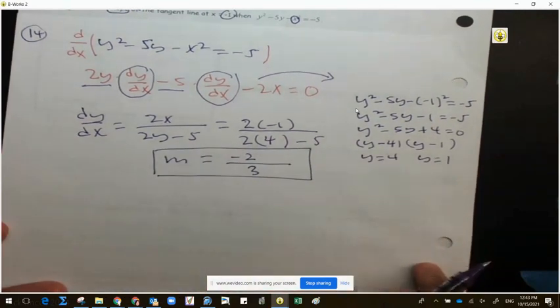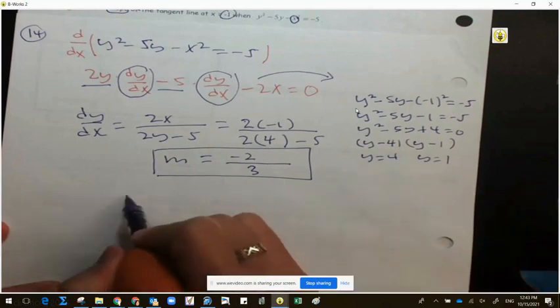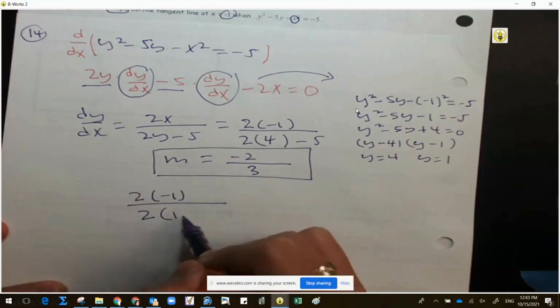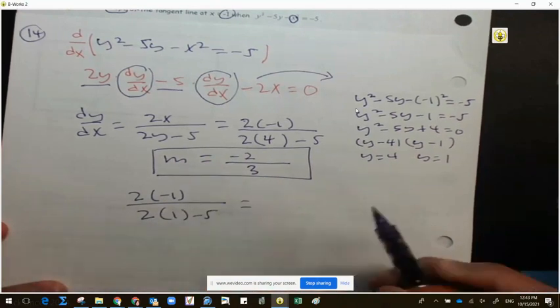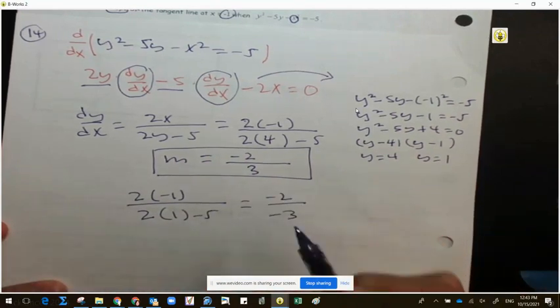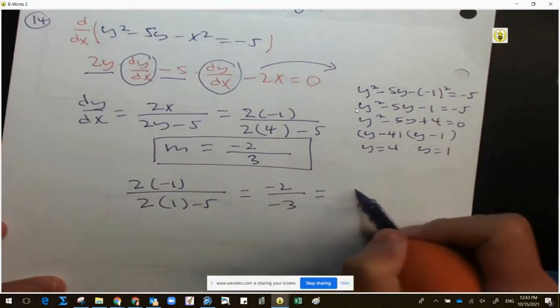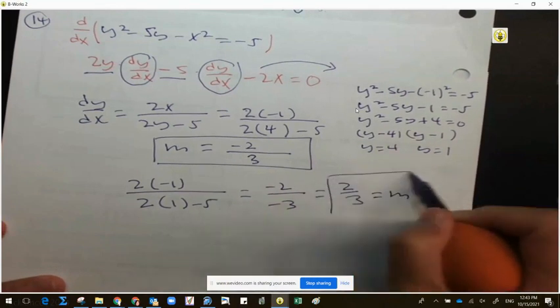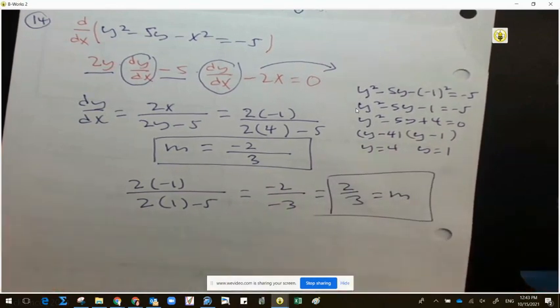Let's do the exact same thing with y equals 1. So we have 2 times -1 over 2 times 1 minus 5. That is -2 over -3. And that is going to give us how many? 2 over 3. And that's our slope as well. So if it happens to be where we have two different y values, please do find two different slopes.